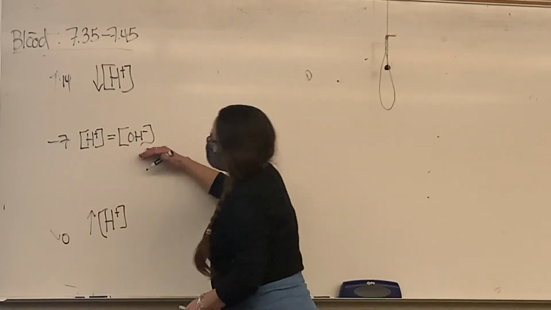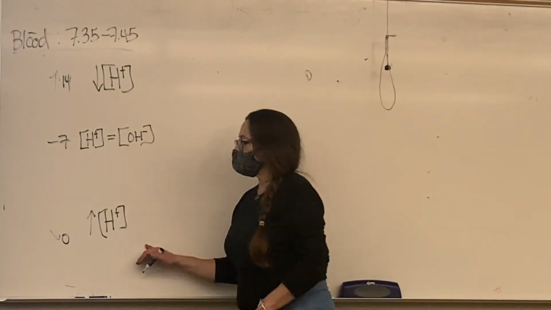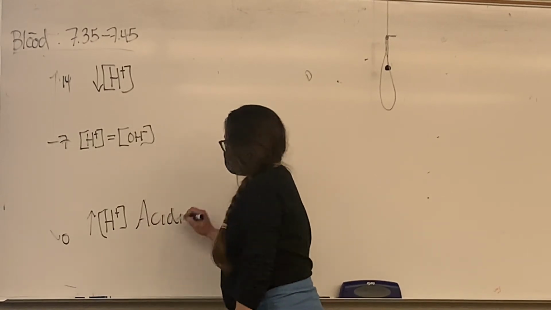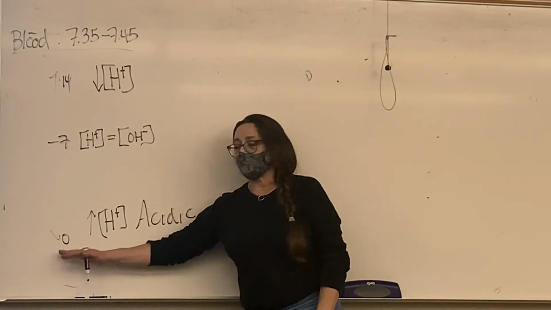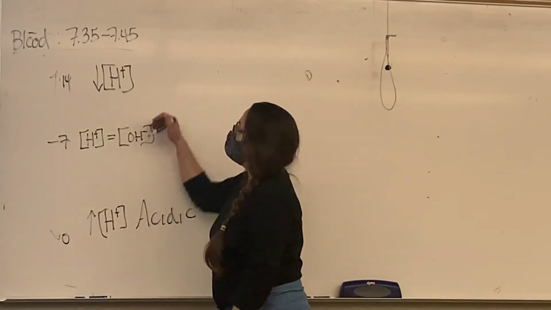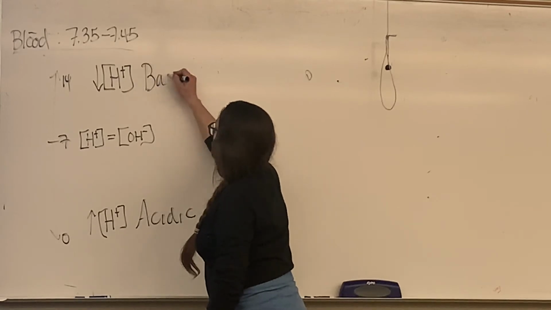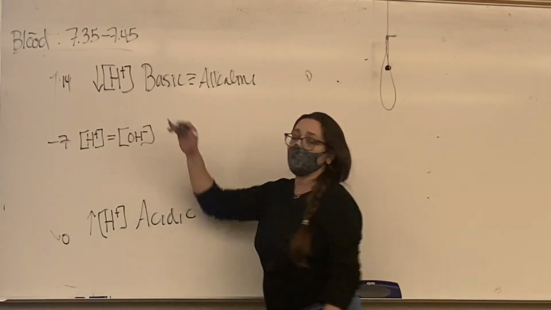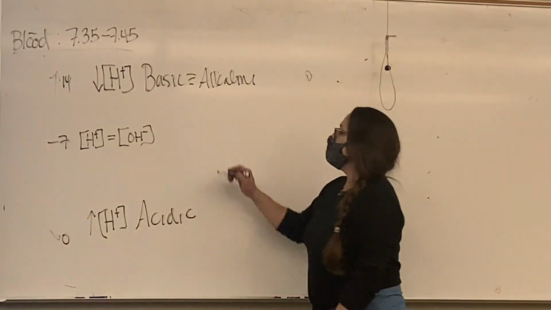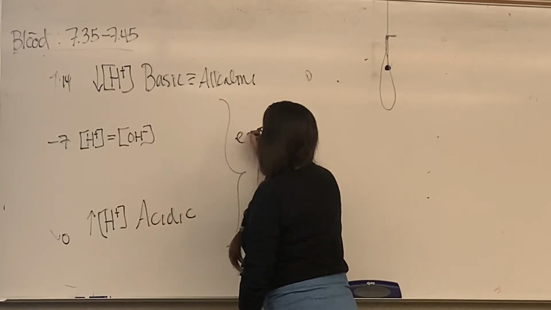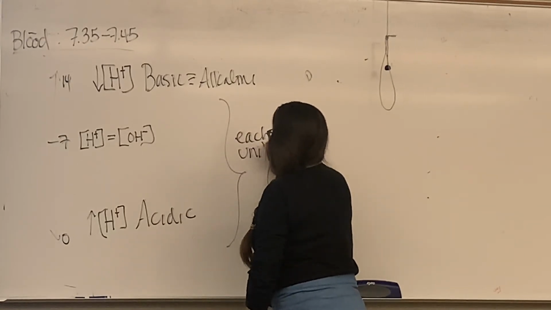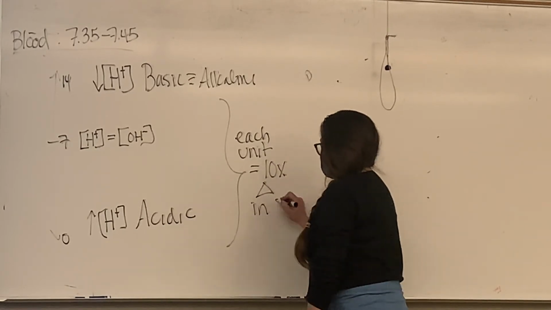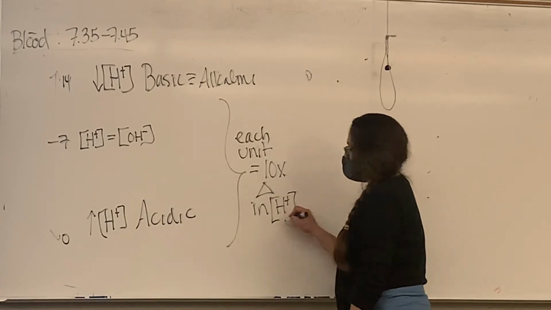Now, as I go down on the pH scale, is that more acidic or more basic? More acidic. More acidic means more hydrogen ions, a lower pH number. Okay? As I go up on the scale, that's more basic or alkaline. I have fewer hydrogens and my pH number is higher. Remember, every unit is equal to a 10-fold change in hydrogen ion concentration.